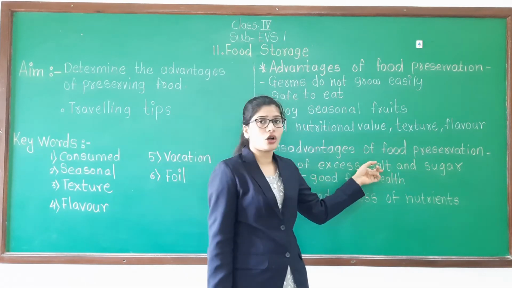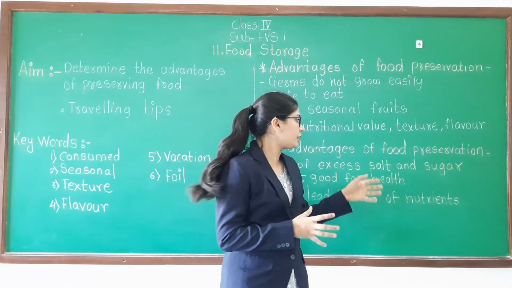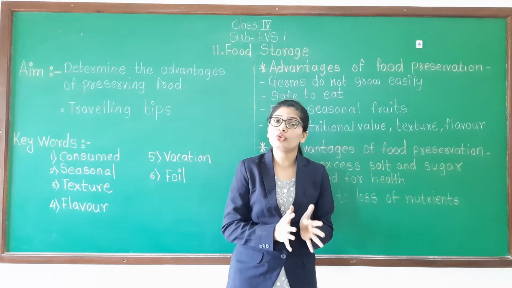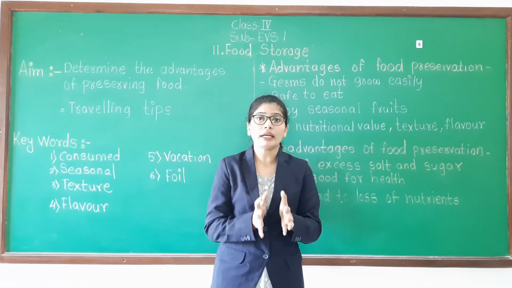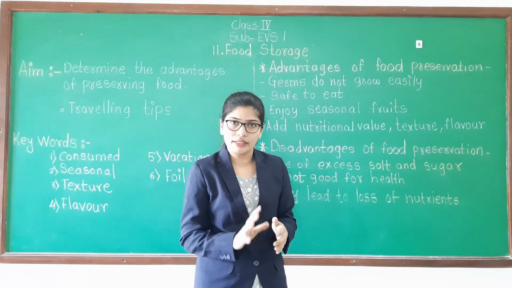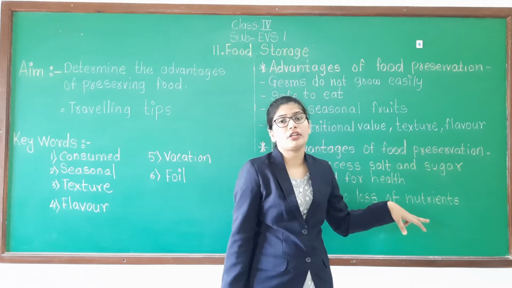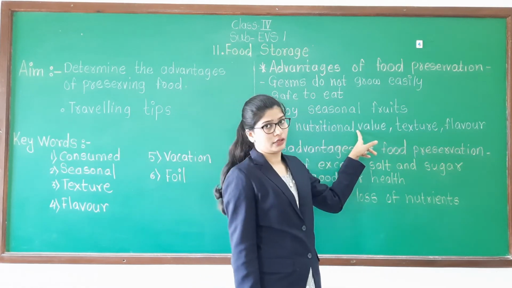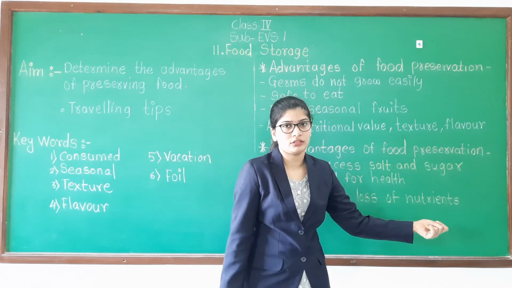Then the addition of salt affects the blood pressure. Means whatever preservative methods are there, you have to follow or use them properly. We have to use the salt and sugar but in a proper amount, not in an excess amount. Understood? And it may lead to loss of nutrients. In advantages, we have learned the addition of nutritional value. And here I have written the loss of nutrients. Means what?